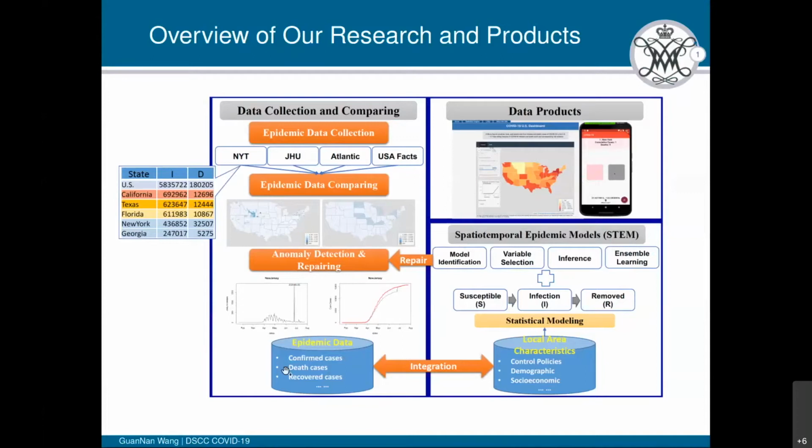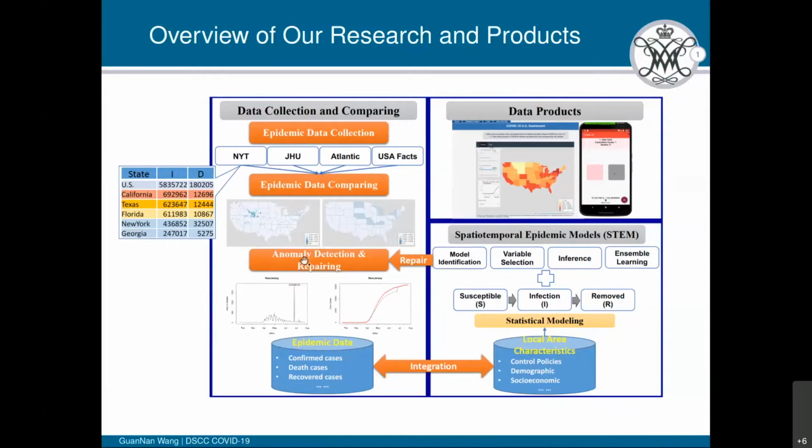So therefore, we start our project by collecting the epidemic data from 4 popular open sources: the New York Times, the COVID-19 Data Repository by Johns Hopkins University, the COVID Tracking Project at Atlantic, and the USAFacts. Since we have multiple sources, in the second step, we compare the similarities and differences among them. Then in the third step, we develop some anomaly and outlier detection techniques in the context of count time series. Meanwhile, we are also curious about the reason for those anomalies, so we conduct further investigations on them.